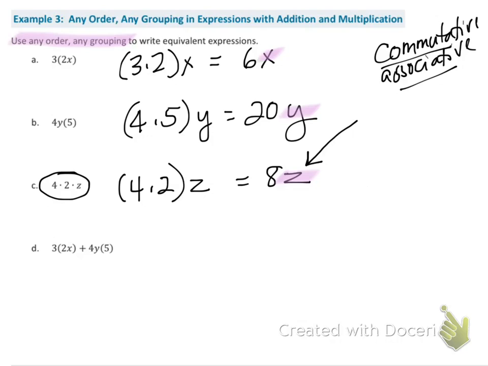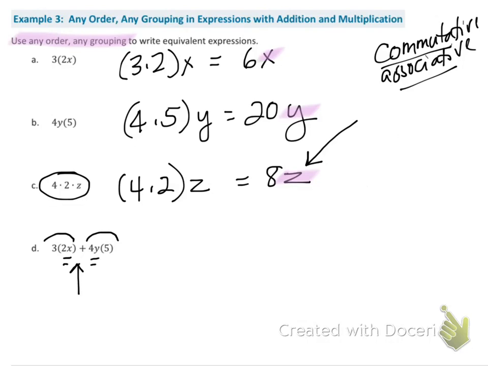Okay, so let's look at D. D is a little bit different. You see we have two different variables. We have x in our first expression, and then we have our y over here. Now you can see these are two products, and we're not going to combine them, first of all because they have different variables, and we do have that plus sign there.